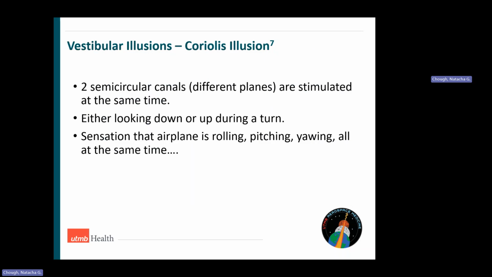Now, let's look at another illusion caused by semicircular canals. It's called the Coriolis illusion. The Coriolis illusion occurs when two semicircular canals, which, recall, are oriented in different planes to each other, are stimulated at the same time. This can occur when the pilot is turning the aircraft and looks up or down.